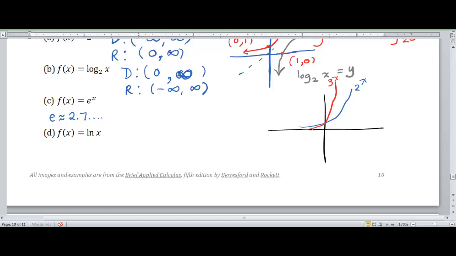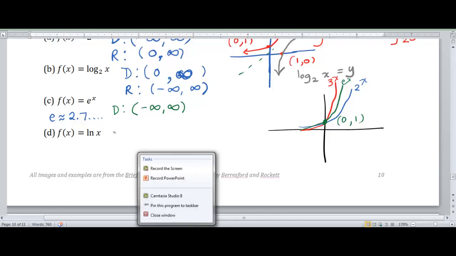2 to the x is saying like your money doubles over a certain period of time. 3 to the x is saying like your money triples. E is between 2 and 3. So e to the x looks something like this. Okay? And all of them hit the y-axis at this point, 0, 1. What is the domain of e to the x? The same as 2 to the x, negative infinity to positive infinity.